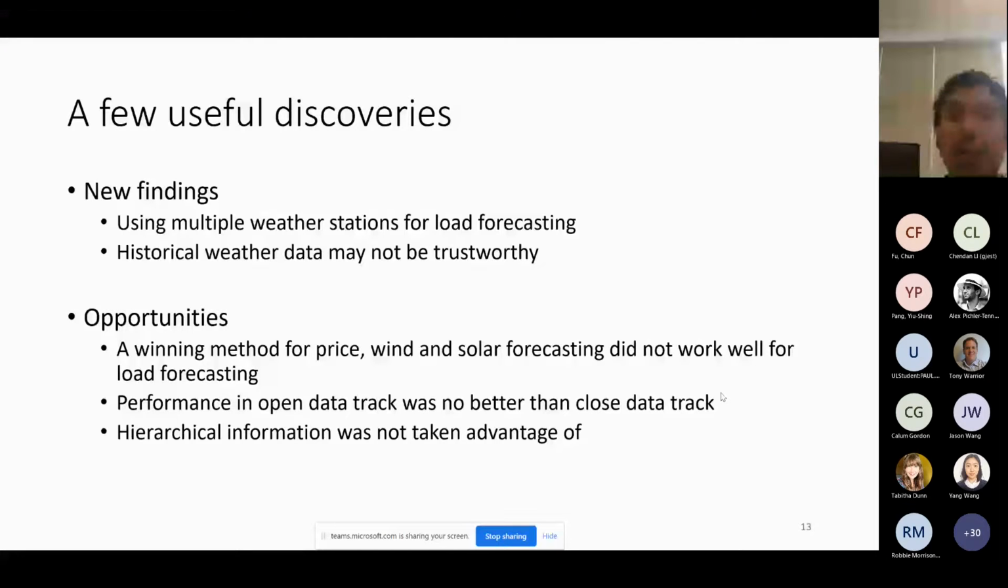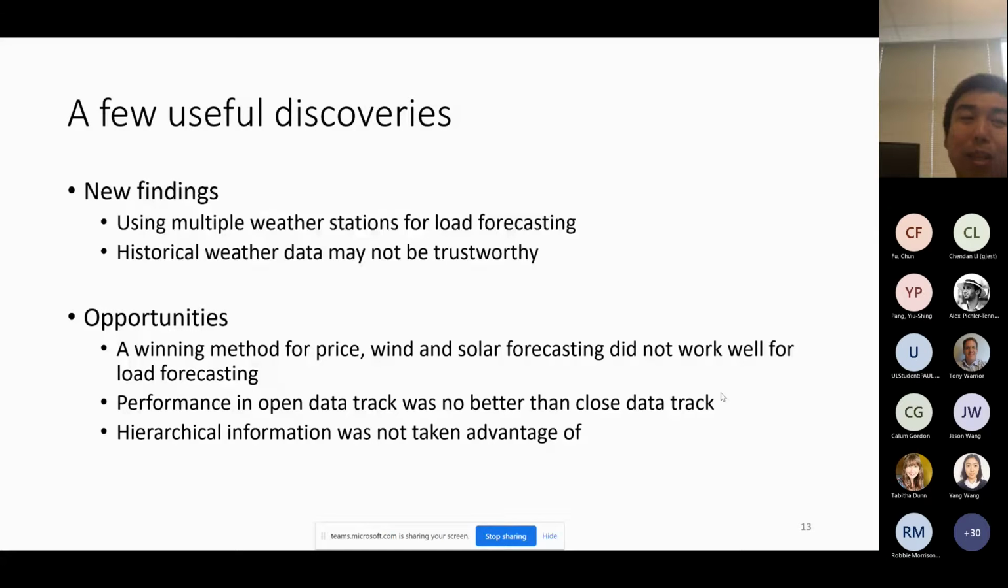Okay. The other finding was that performance in the open data track was no better than in the closed data track. Open data track means we provide some data, and meanwhile, you can find any other data you want to support your models. So in addition to the ones we provided, you can use other data sources. Closed data track means you can only use the data we provide. In 2017, we had this open and closed data track, and it turned out that the open data track's performance was no better than the closed data track.